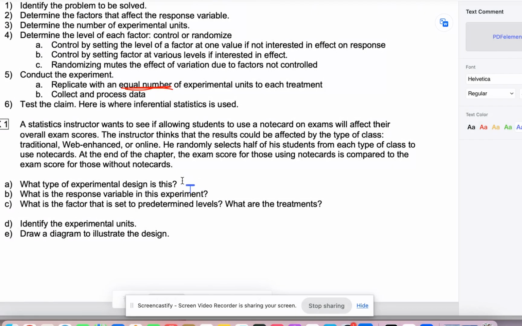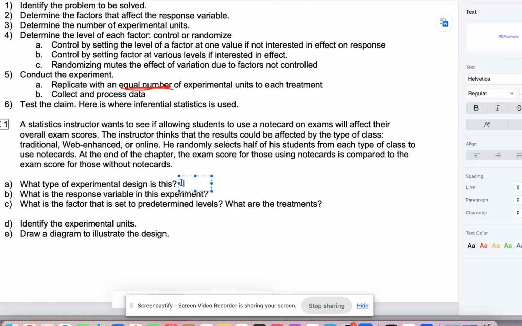So if we are grouping by type of class first, then that means that this is randomized block design, because the blocks are the type of course. So I've got a block for traditional, a block for web enhanced, and a block for online. Then the randomization occurs. What is the response variable in this experiment? So again, the response variable is what we're interested in seeing a difference in. And in this case, the instructor is interested in seeing if there's a difference in the exam scores. So exam score is the response variable.